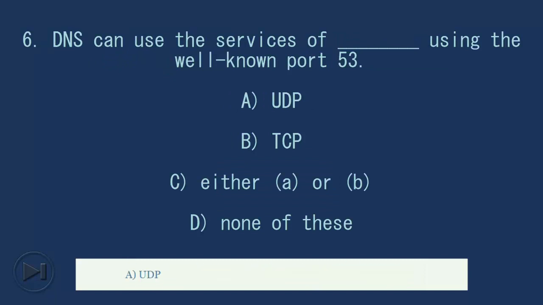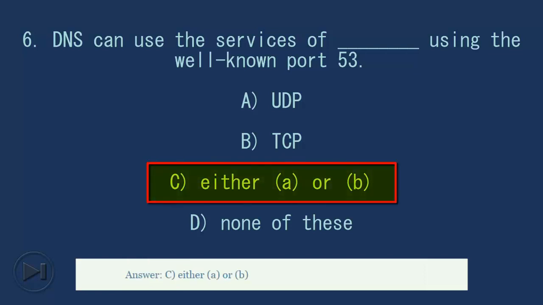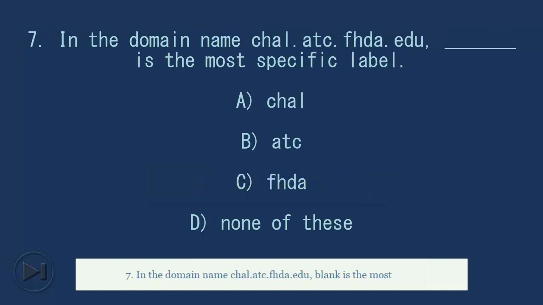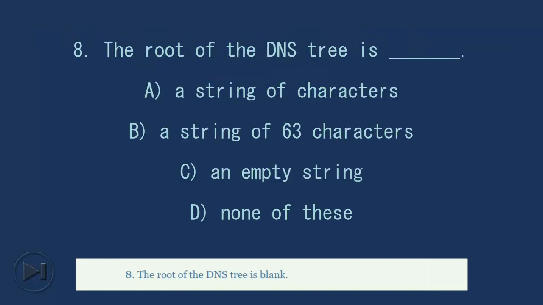6. DNS can use the services of blank using the well-known port 53. A. UDP. B. TCP. C. Either A or B. D. None of these. Answer, C. Either A or B. 7. In the domain name chal.atc.fhda.edu, blank is the most specific label. A. Chal. B. ATC. C. fhda. D. None of these. Answer, A. Chal.